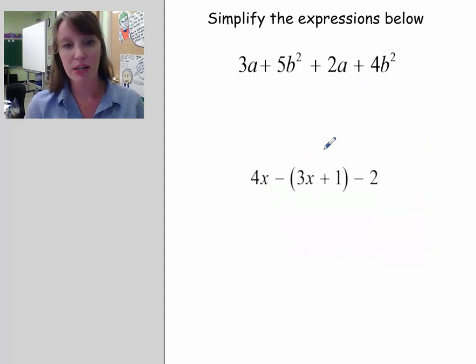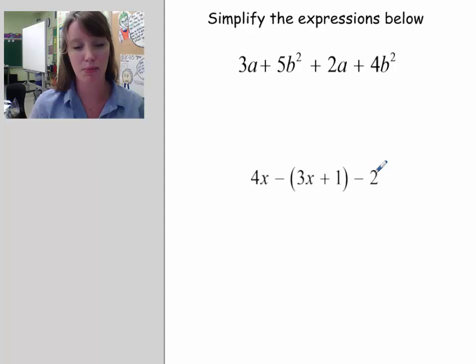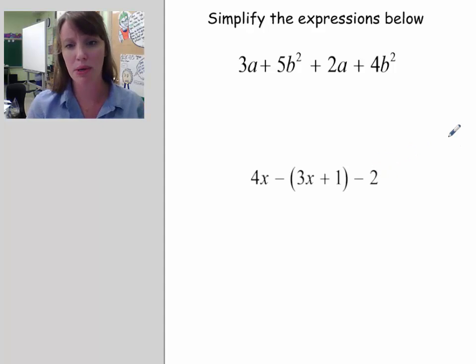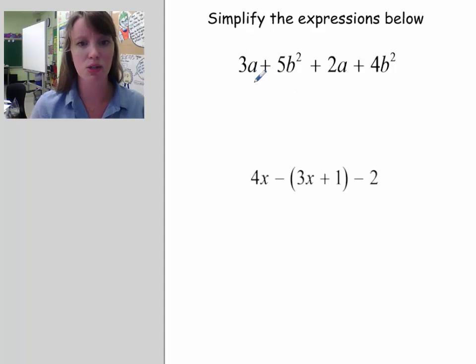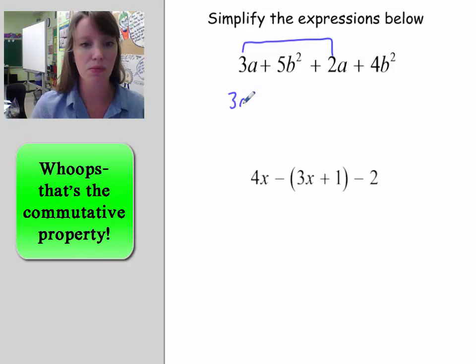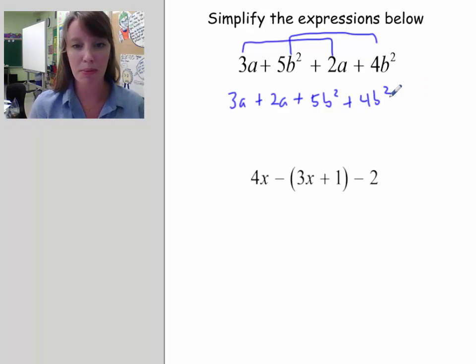Okay, if we're asked to simplify the two expressions below, we're going to use the properties that we learned in the previous module. Those are the associative and commutative properties of addition and multiplication and the distributive property, okay? The commutative property tells me that I can rearrange these numbers so that I can put them next to each other, and I can put these numbers next to each other. Go ahead and put them next to each other.